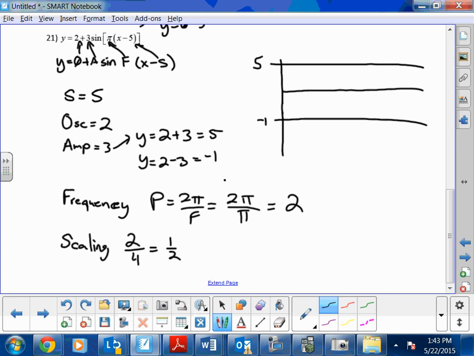Now, something important. One cycle will be hit at 2. That's the reason we have things at a half, because remember, this is 1/2, 1, 1.5, 2. Now, it wants us to draw 2 cycles. So after that, this will be 2.5, 3, 3.5, and then 4.